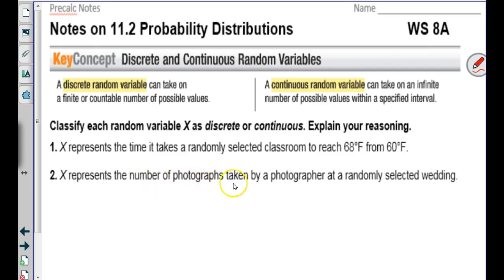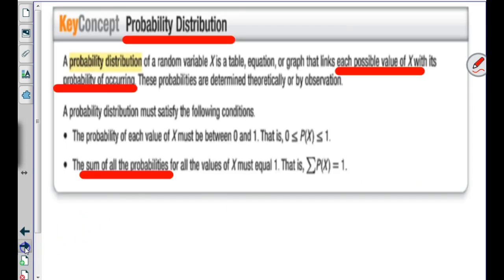Number 2 says number of photos taken during a wedding. Discrete, because you either took the photo or you didn't, right? It's a whole number. All right.